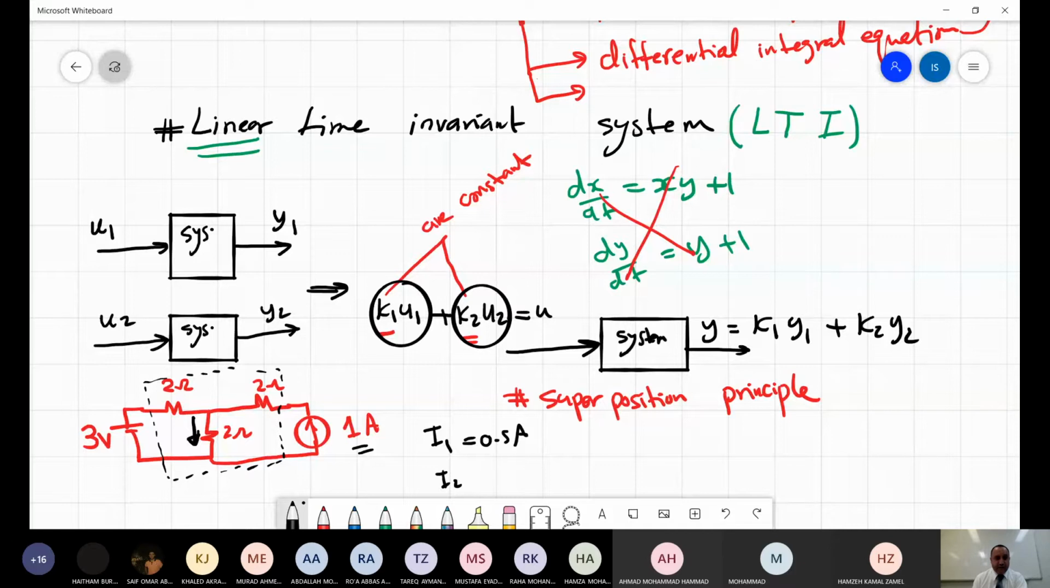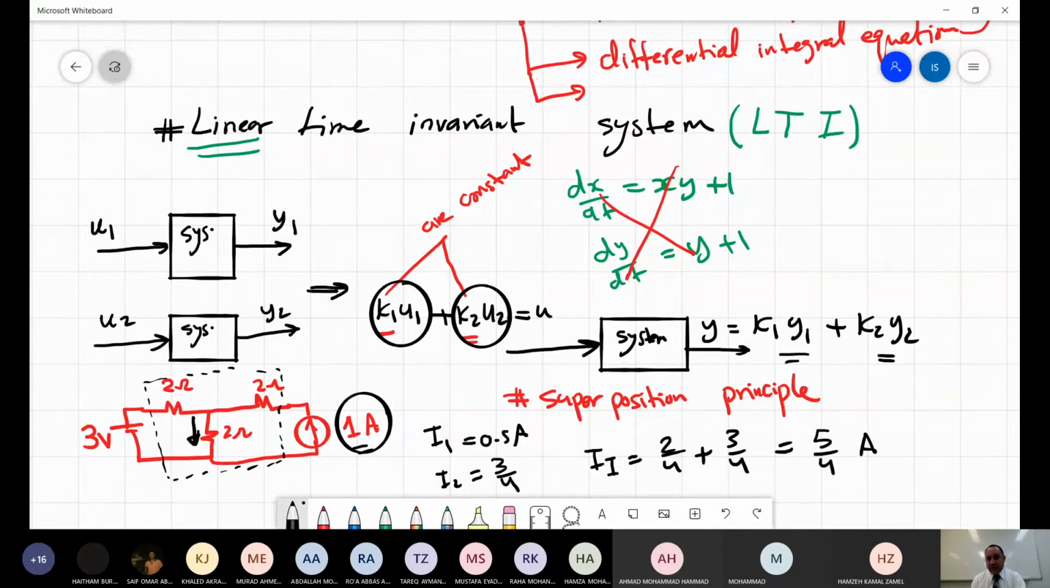And I2, due to the 3 volt here, I will kill the current source, and killing the current source, I will put an open circuit instead of that. So the current here will be 3/4. So I total will equal the summation, which is 0.5, 2/4, plus 3/4, and this will be 5/4 ampere. This system is a linear system, yeah?